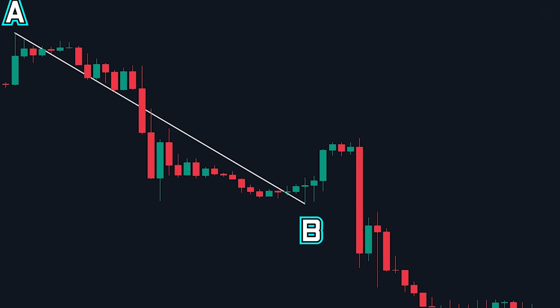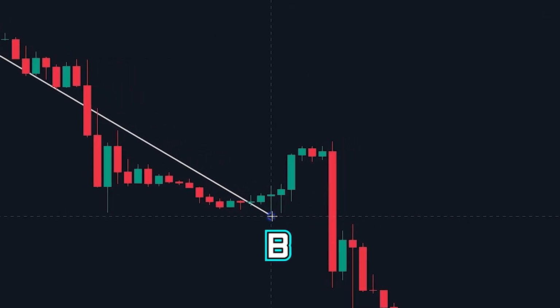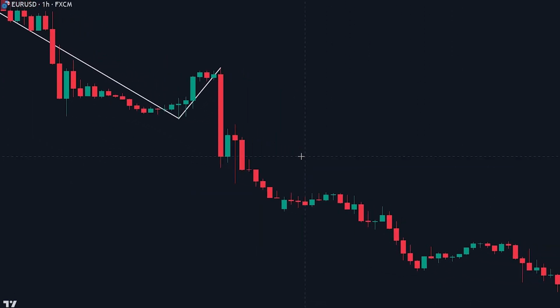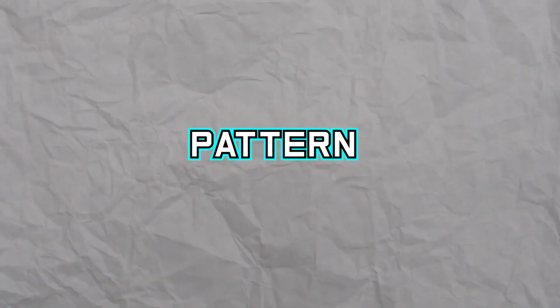Finally, a pullback needs to be made. If the pullback doesn't reach the price point at which point A was made, we can mark it as point C, and we will have a valid bearish ABC pattern. After the bearish ABC pattern has been made, it will be likely that the price will start moving in the downward direction.